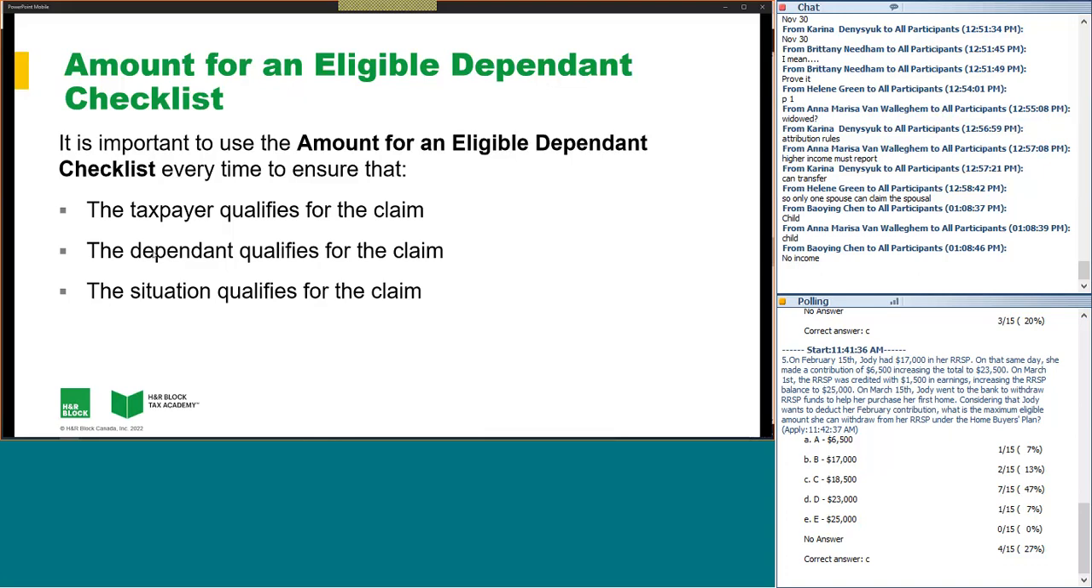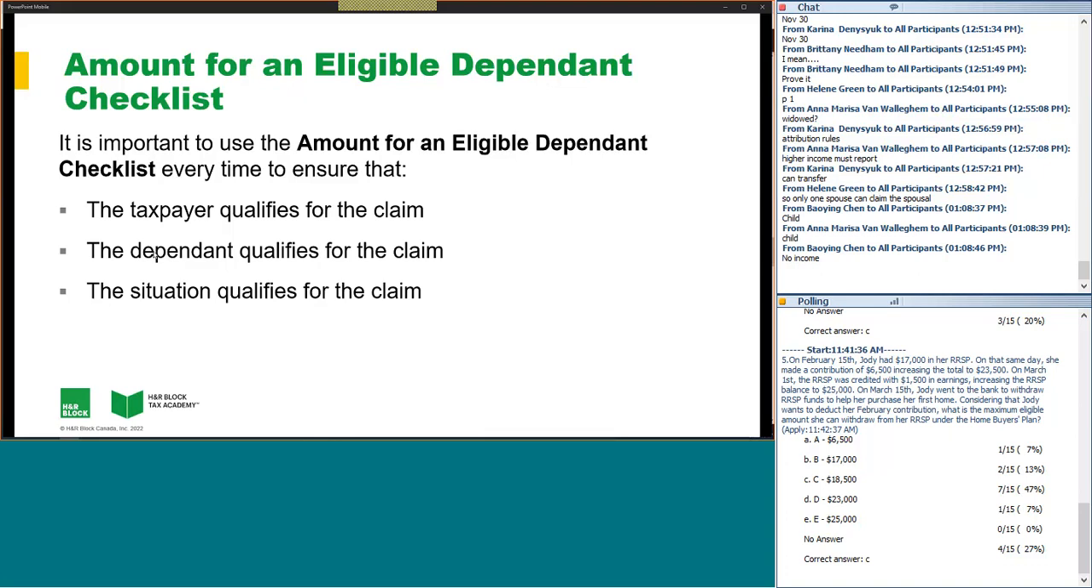Now, if you had 2 or 3 possible eligible dependents and you do this and one of them is not qualified, but the taxpayer is, you can continue on and try the next one and try the next one until you get one. But if the taxpayer doesn't qualify, then stop what you're doing and don't waste your time. You're not going to get it.